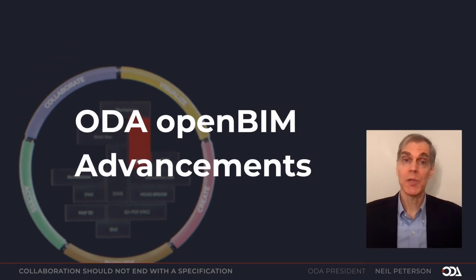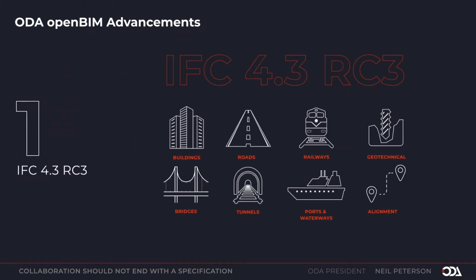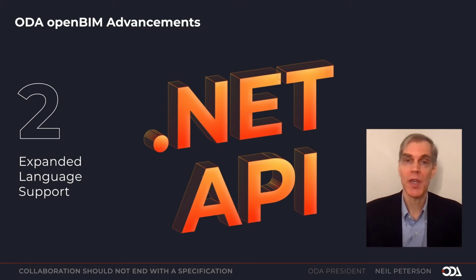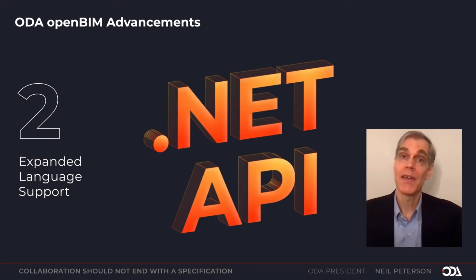We've been actively participating in a number of the IFC 4.3 working groups, including the rail and infrastructure groups, and we've already released support for the new 4.3 release candidates, release candidate 1, 2, and now 3, as part of our IFC SDK. Our SDK is written in cross-platform C++, but we see strong demand for other languages, so our latest release includes a full .NET API. .NET programmers can now use ODA tools to read, create, visualize, and publish IFC models.